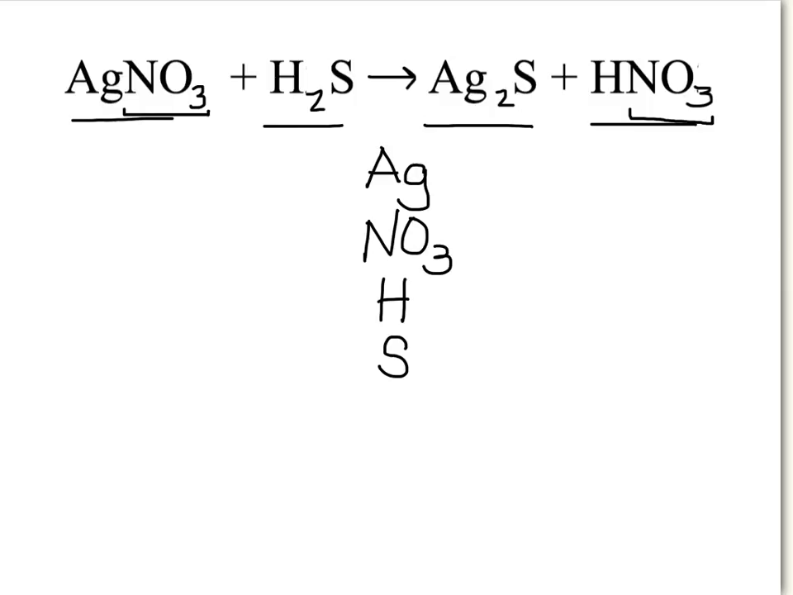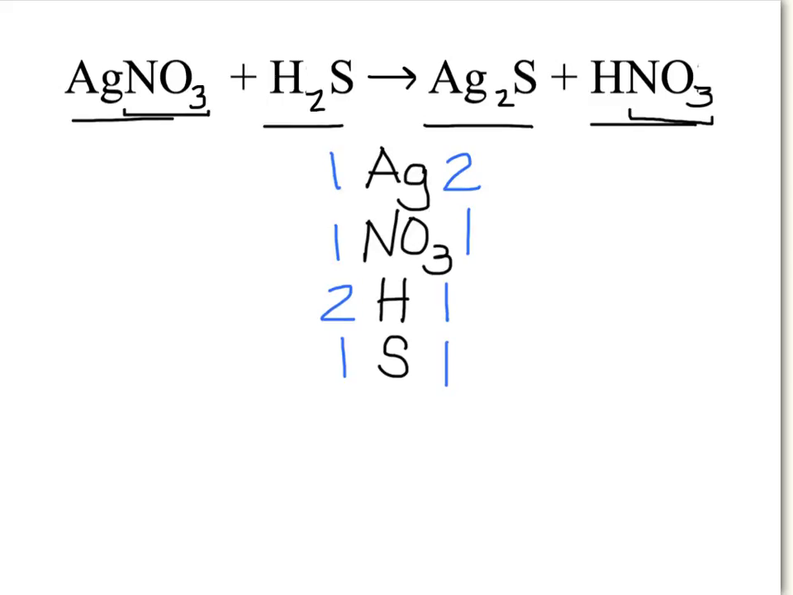So now what we're going to do is count how many of each thing we have on the left and the right. So we have 1 silver on the left. We have 1 nitrate, 2 hydrogens, and 1 sulfur. On the right, we have 2 silvers. We have 1 nitrate, 1 hydrogen, and 1 sulfur.